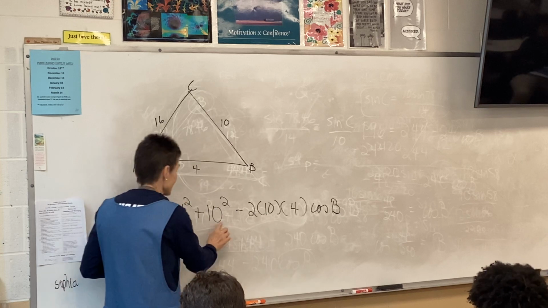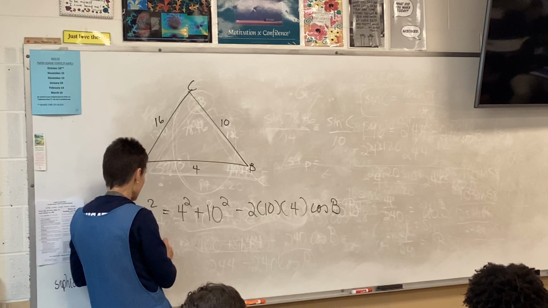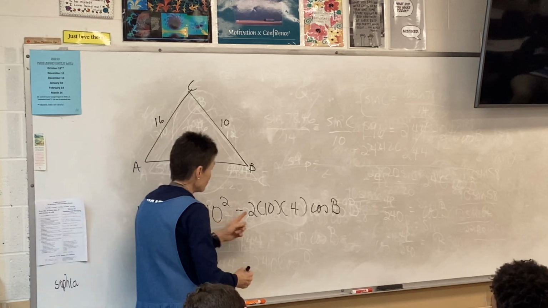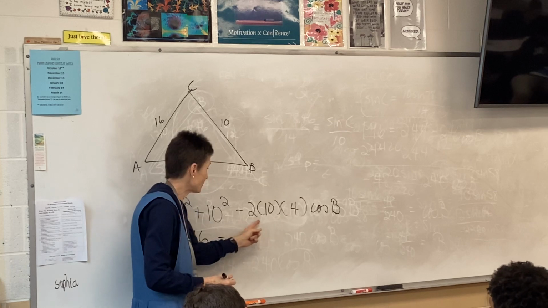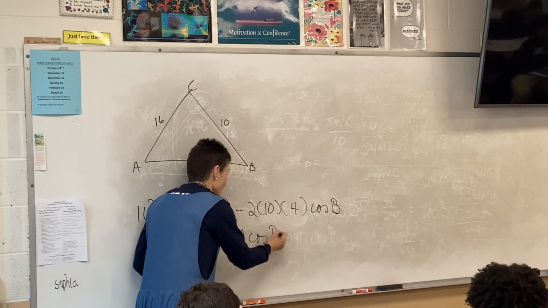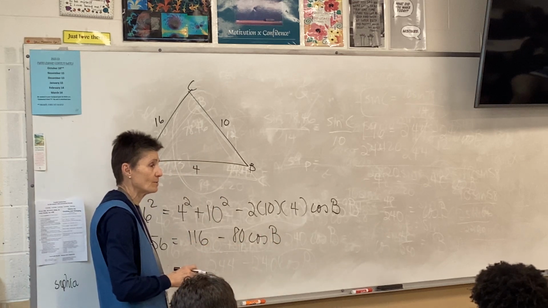Can we type this in and add those together? Yeah, that would be fine. So 256, and that would be what, 116? And then you can type these together. You can do that, and that would be what, 80 cosine B? But don't combine the 116 and the 80. You can't do that.